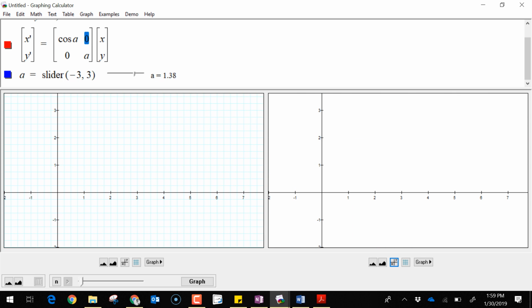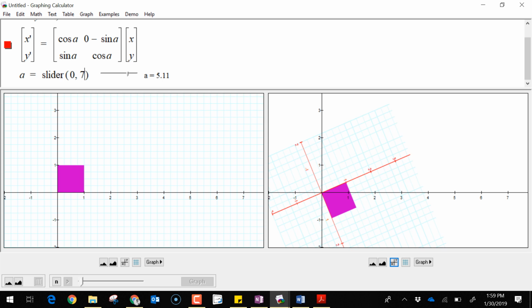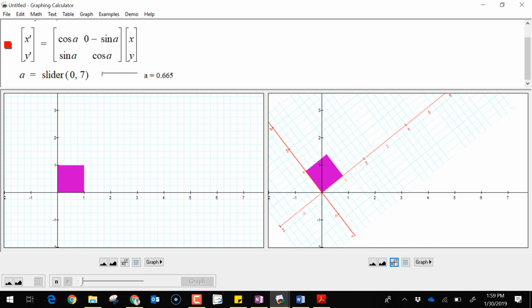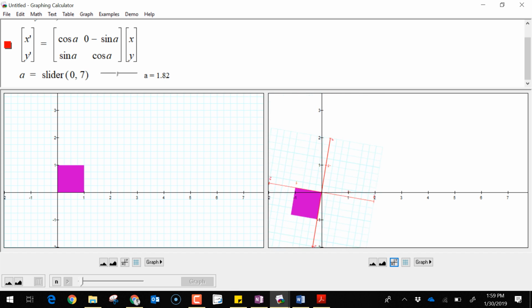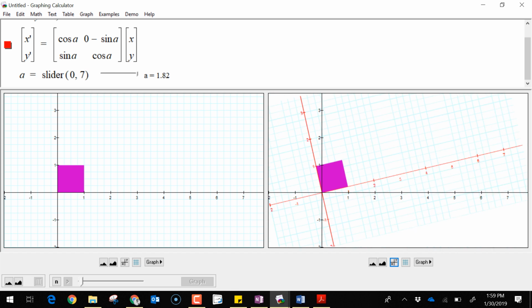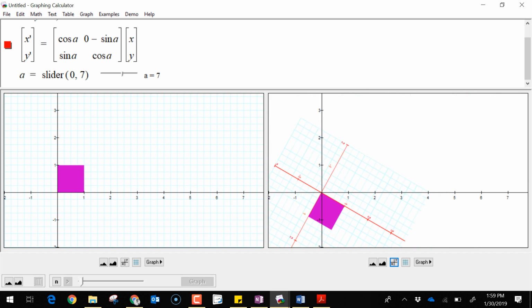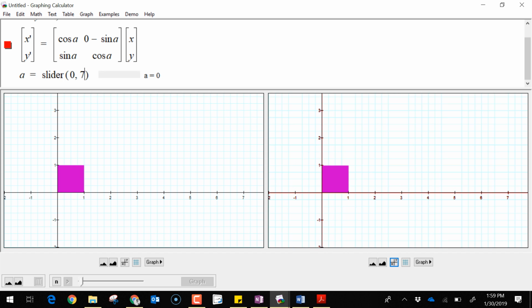And then the last one, cosine A, what is it? Negative sine A, sine? Positive. So this one might be more interesting if we go from like 0 to 367. So it's a rotation transformation that rotates whatever object you have. Okay? So we got some cool pictures.